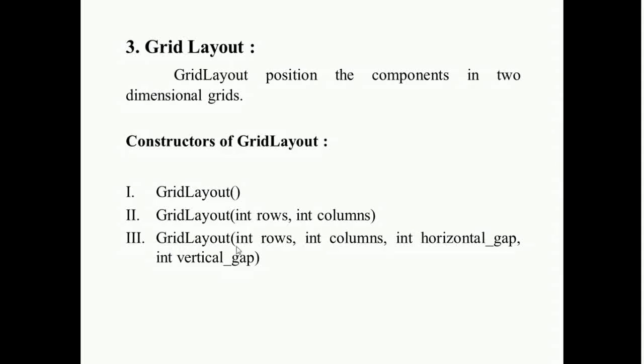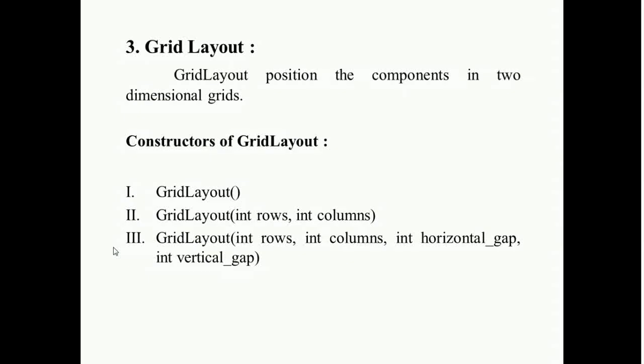And the third constructor has four parameters: int rows, int columns, int horizontal gap, and int vertical gap. This constructor requires the number of rows and number of columns, and also the horizontal gap and vertical gap between the components. These are the three constructors of the grid layout.